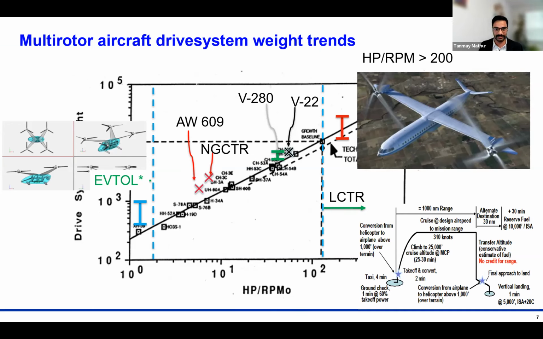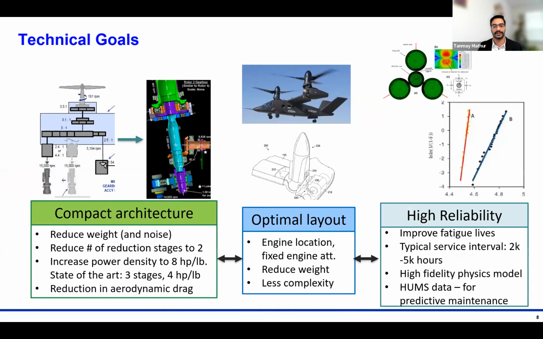So this is still in concept stage, and most of these aircraft listed here are at different levels of technology maturation. Right. So a lot of ongoing R&D in rotorcraft drive systems today aims to achieve these three technical goals: make the transmission as compact as possible by reducing the number of gear stages, and almost try to double the power density from the state of the art.